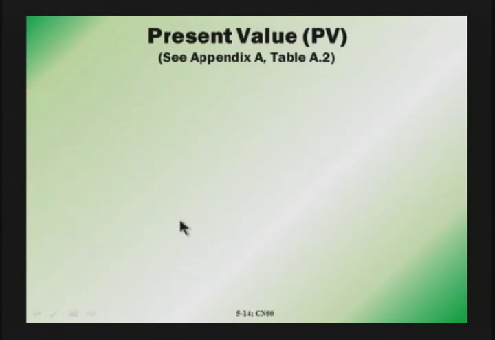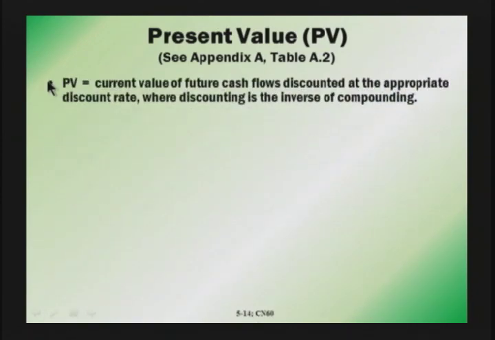Now let's turn everything around and explore present value. In Appendix A, there's a table of present value factors, table A2, but similar to our future value factors, they're rounded pretty liberally, so I would prefer to use formulas or use the calculator to get more accurate results for the present value.